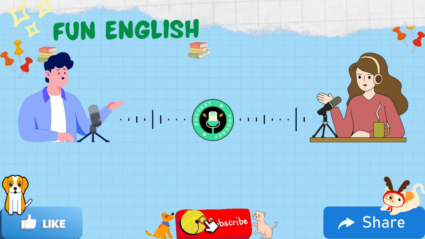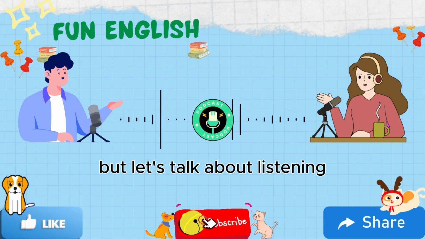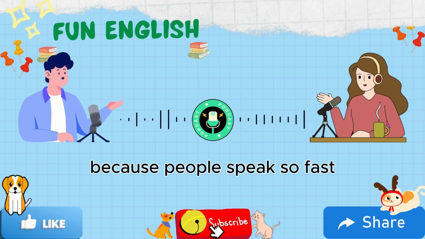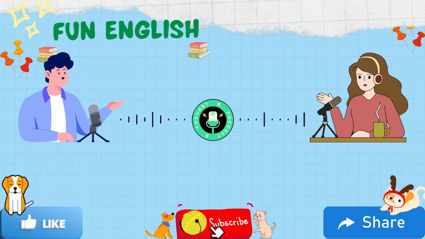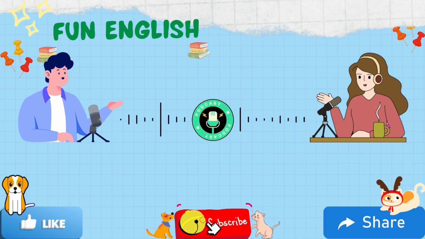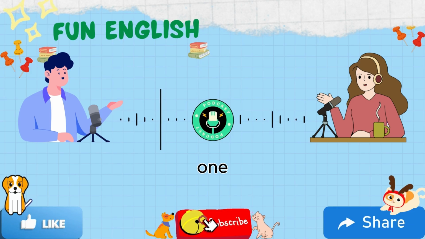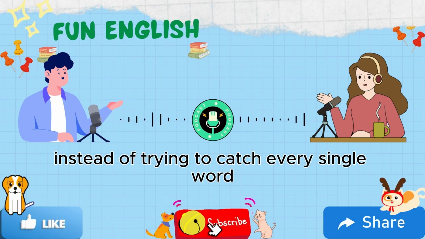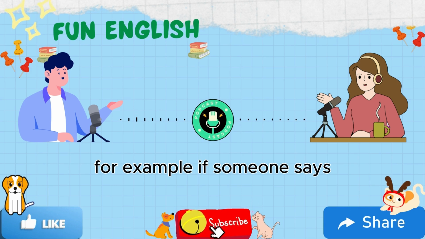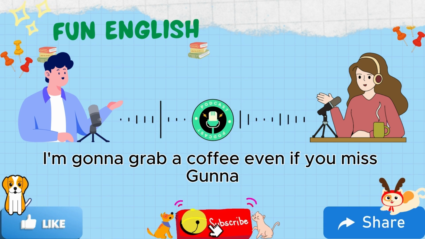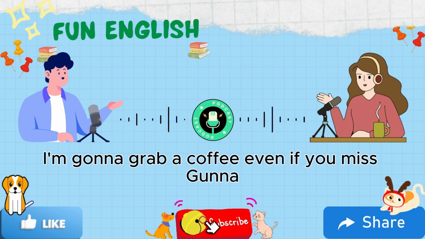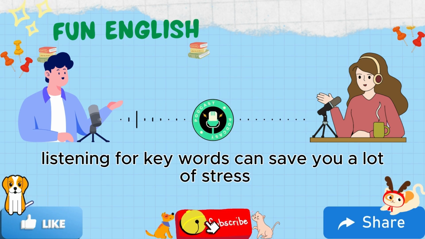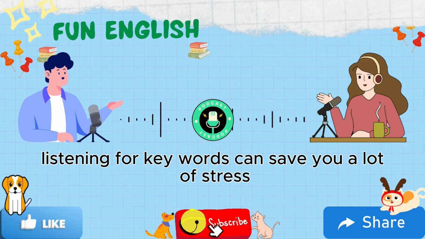But let's talk about listening. Many learners say it's hard to understand spoken English because people speak so fast. Oh, yes, that's a common challenge. One tip is to focus on the important words in a sentence instead of trying to catch every single word. For example, if someone says, "I'm gonna grab a coffee," even if you miss gonna, you'll still understand they're getting coffee. Listening for key words can save you a lot of stress.